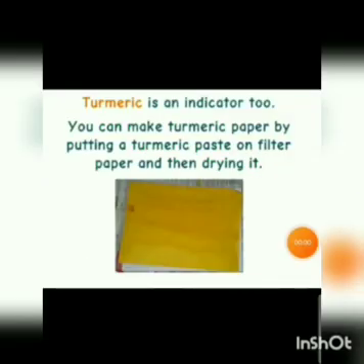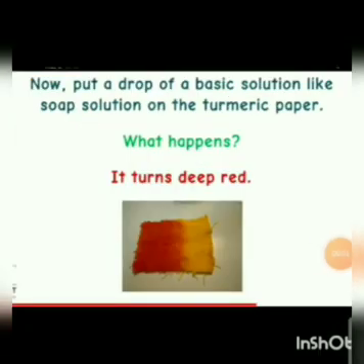Turmeric is an indicator too. You can make turmeric paper by putting a turmeric paste on filter paper and drying it. So here you are going to take a filter paper and put a turmeric paste. Now put a drop of basic solution like soap solution on the turmeric paper. What happened? It turns deep red. When you put a basic solution like soap solution, it is going to turn red.